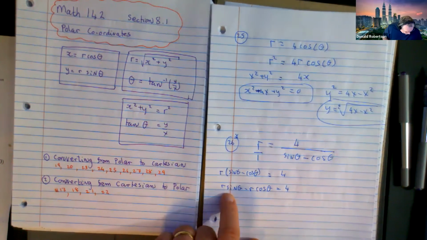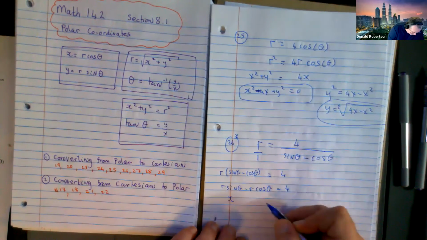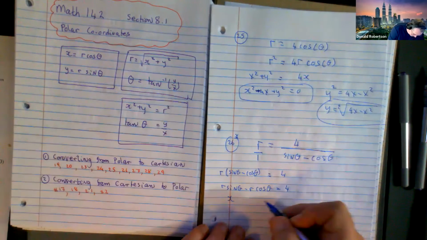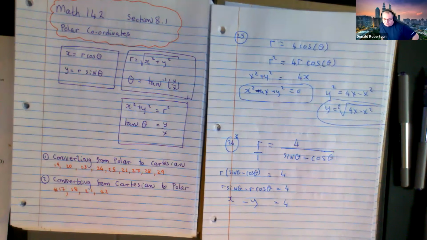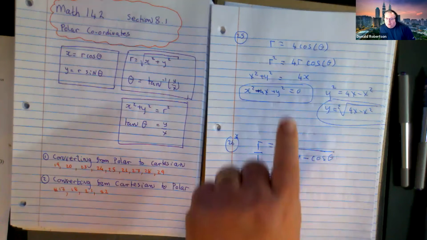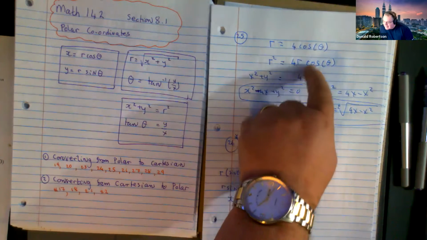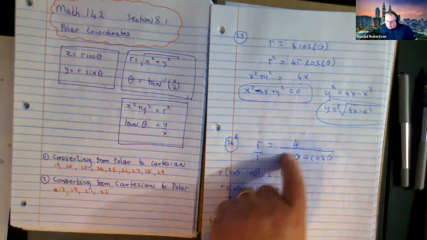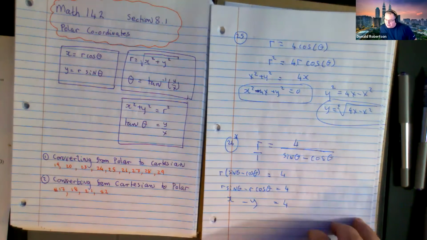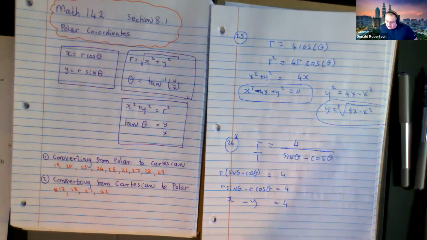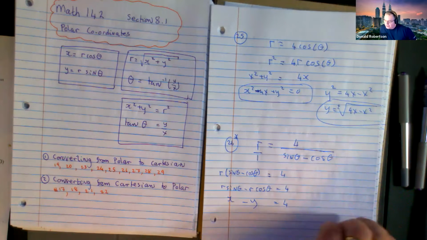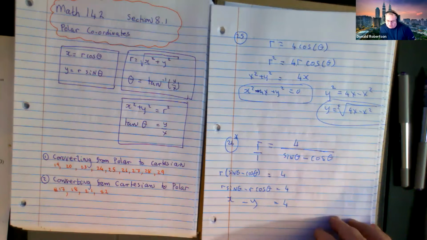And r sine theta is y, and r cosine theta is x. Have you noticed in all these questions, you don't want a sine theta or a cosine theta to be on its own? Don't you want it to be an r sine theta or an r cos theta? So if it doesn't have one, multiply both sides by r so that it gets one, or cross multiply so it gets one. But whatever it is, try and get an r sine theta and an r cosine theta, because if you don't, you just won't be able to finish it.